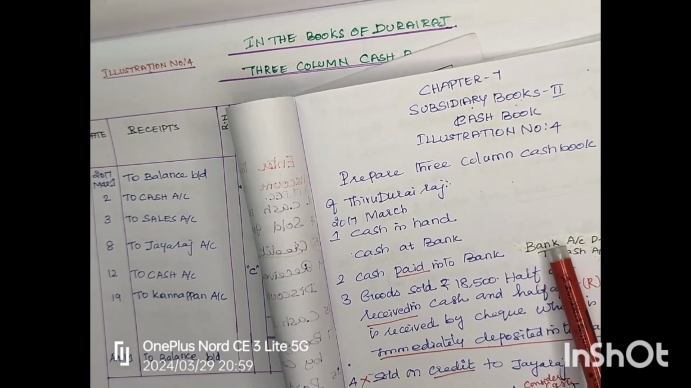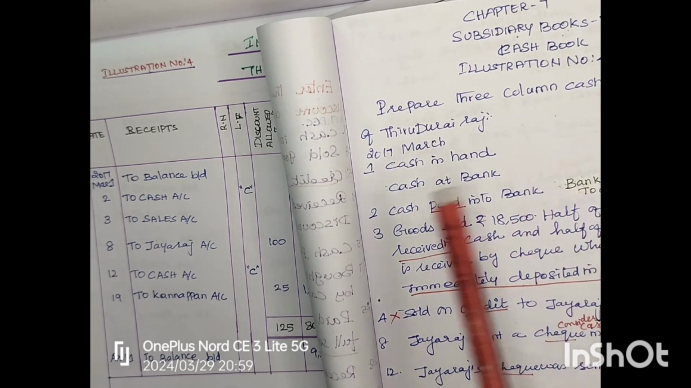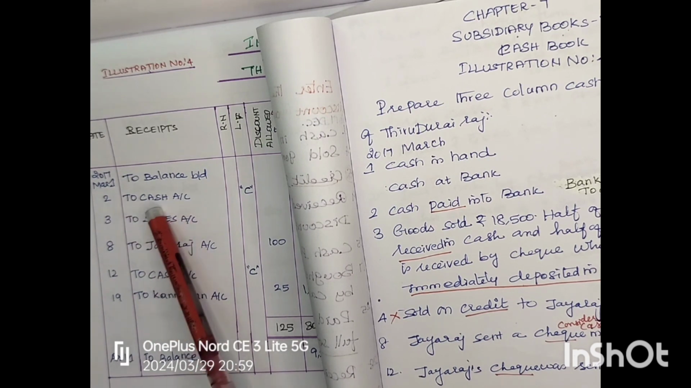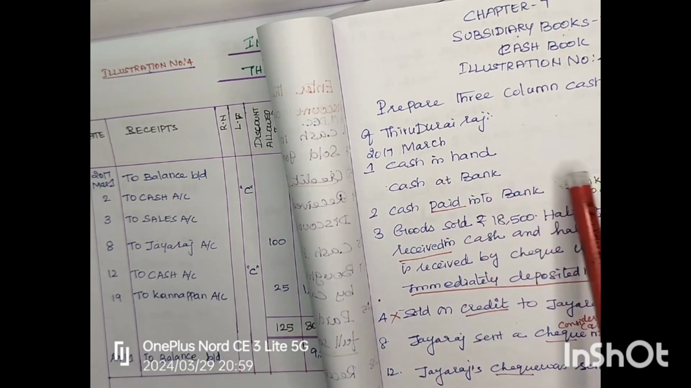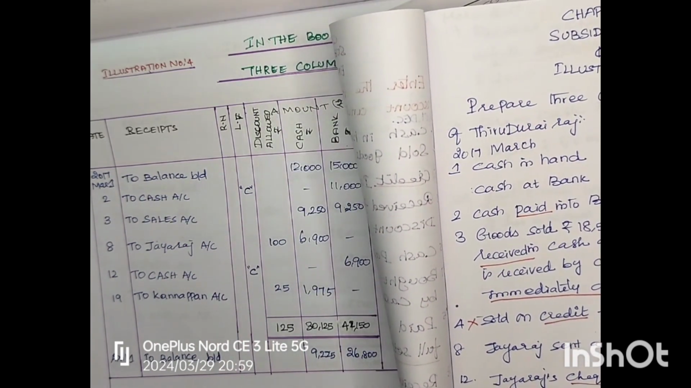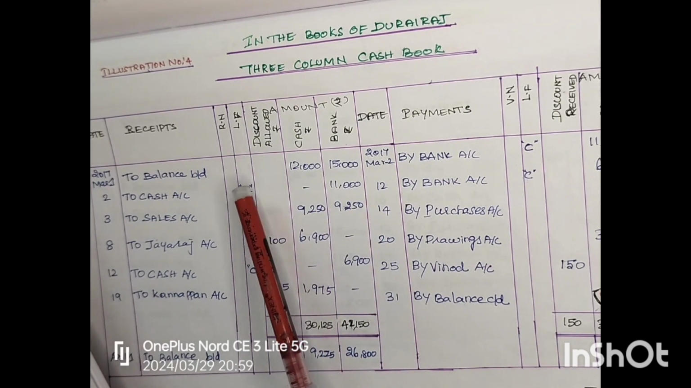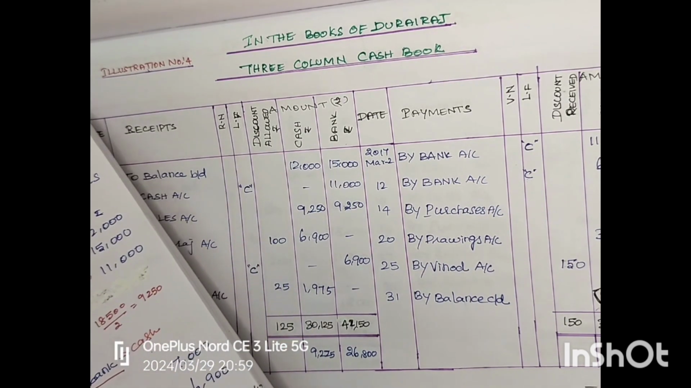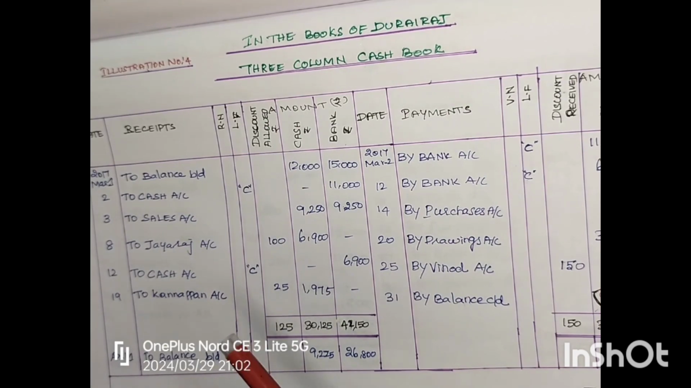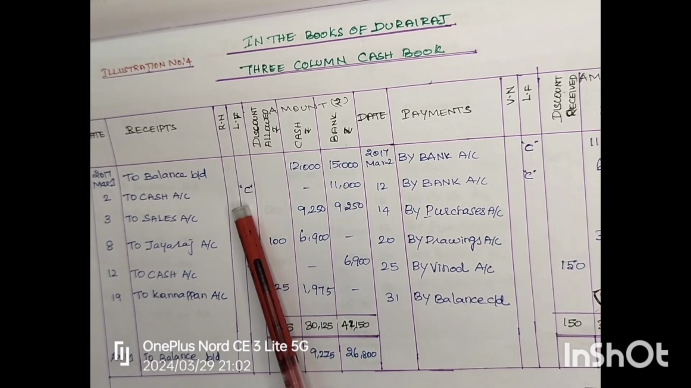The bank is the receiver, so you go to the receipt side. What is the opposite account from the bank? The cash account. So you enter To cash account, because only the opposite account has to be entered. So on the receipt side you enter To cash account. Bank account debit means you enter 11,000 rupees in the bank column. And how do we enter the LF column? C means contra entry. The alphabet C is written in the LF column on both sides.